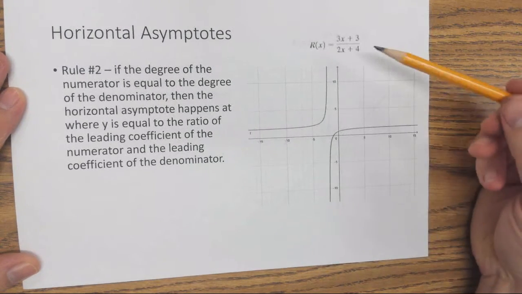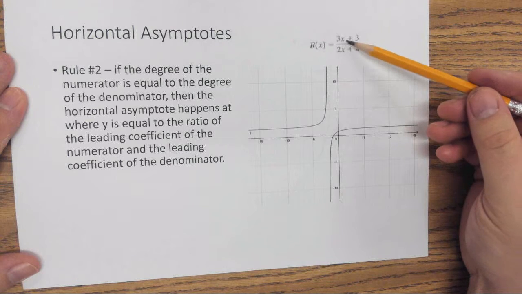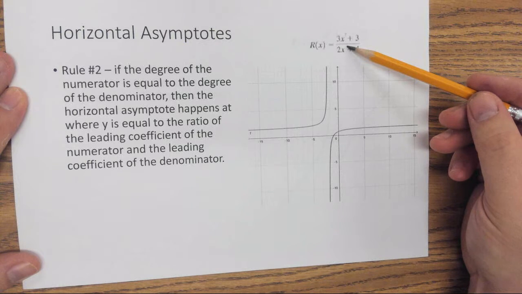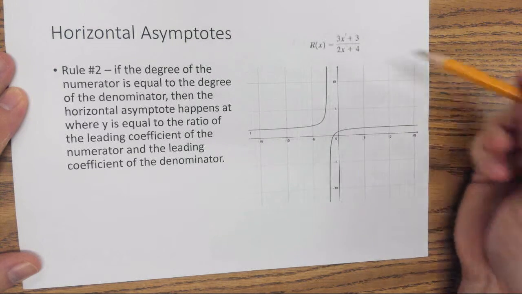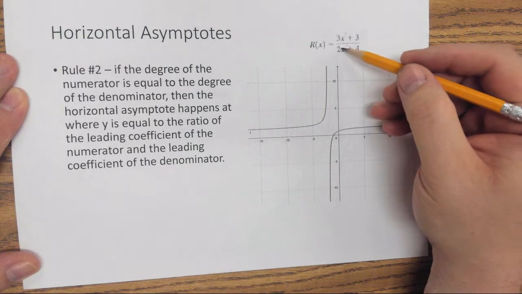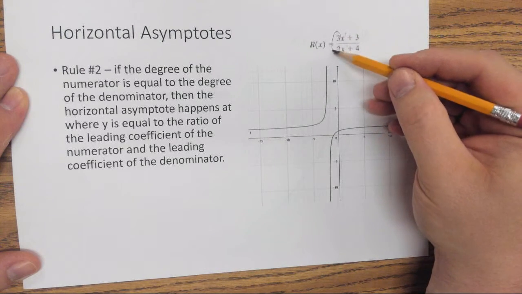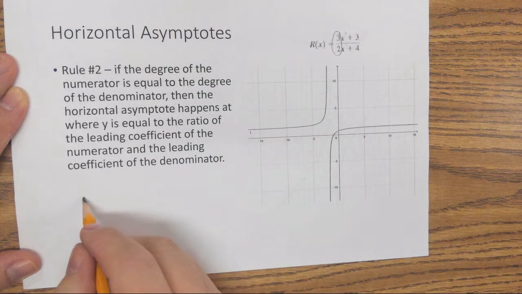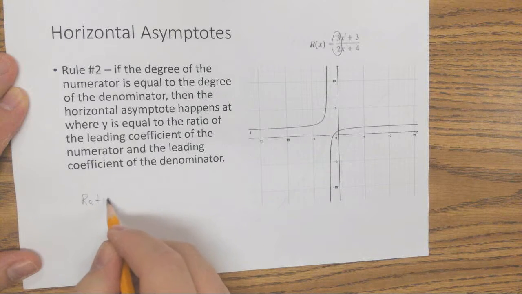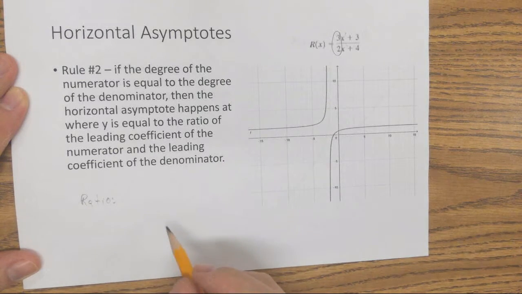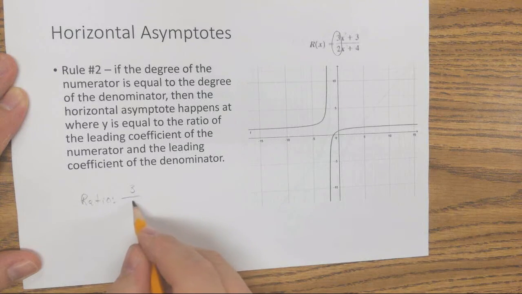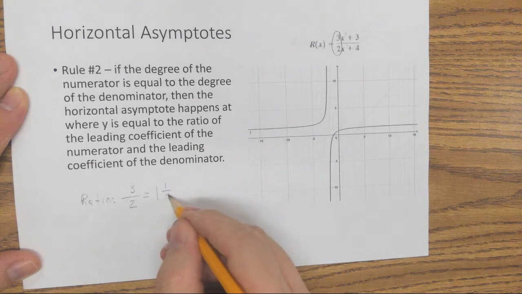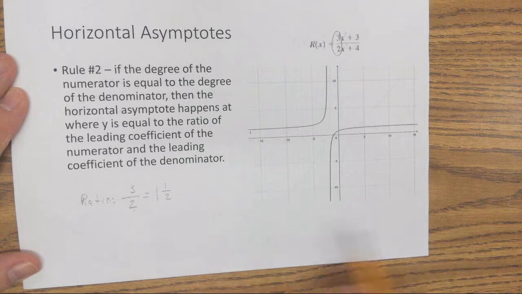Well, look at this example here. So we can see that the degree of this numerator is 1 and the degree of the denominator is 1. So if these degrees match up, all you have to do is look at this ratio right here. So I can see that that ratio is 3 on top, 2 on the bottom, which is 1.5, or however you want to think about it. If you want to think of it as 3/2, then that's fine.